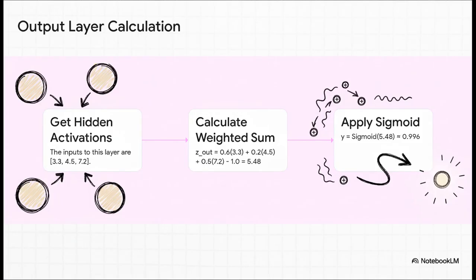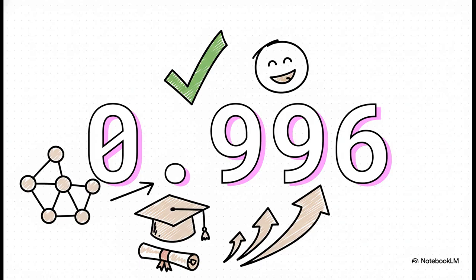Those 3 numbers we just got from the hidden layer, 3.3, 4.5, and 7.2, they become the inputs for the final output neuron. And we do the exact same thing all over again. Calculate a new weighted sum, which this time gives us 5.48. But this time, we apply our final activation function, sigmoid, to turn this raw number into a nice, clean probability. And the result of applying sigmoid to 5.48 is 0.996. So what does that mean?